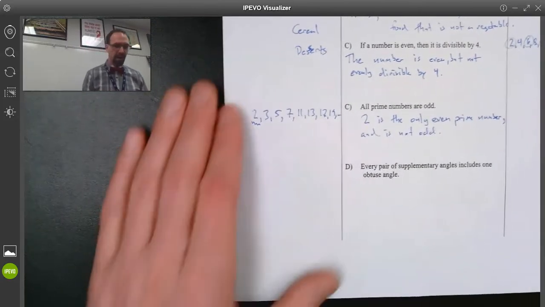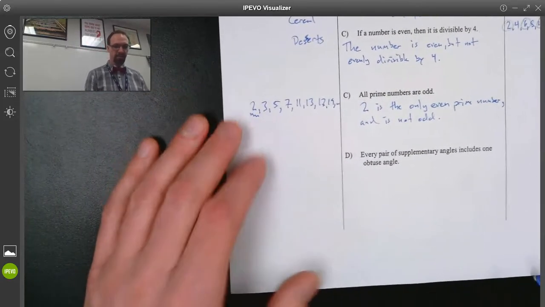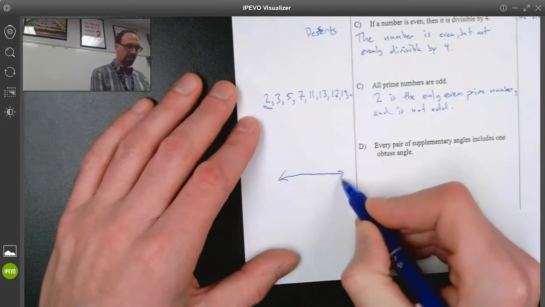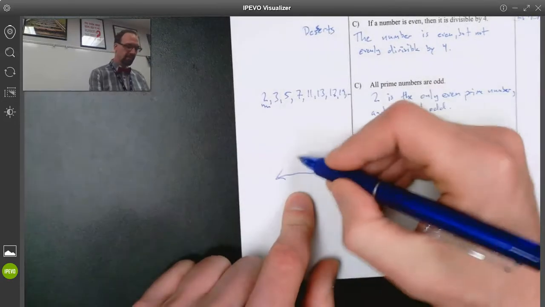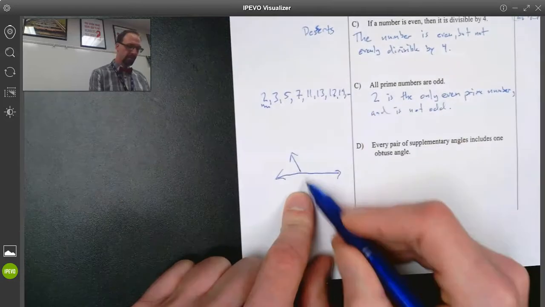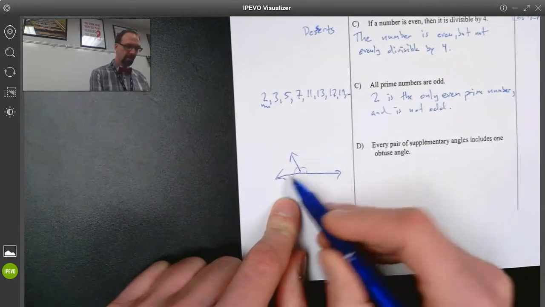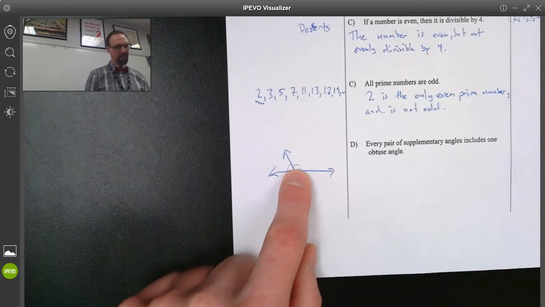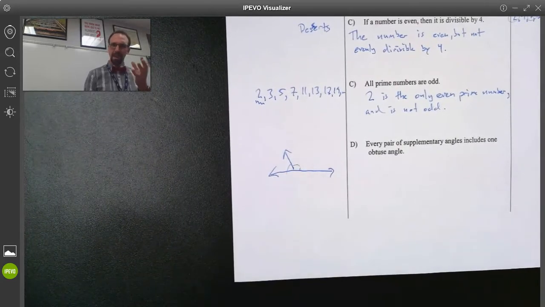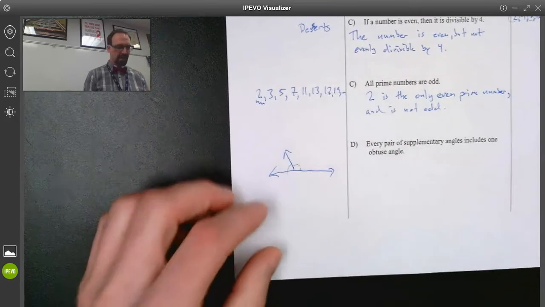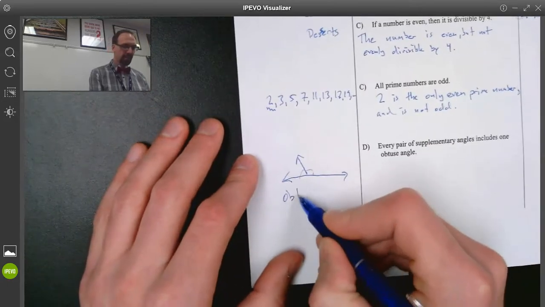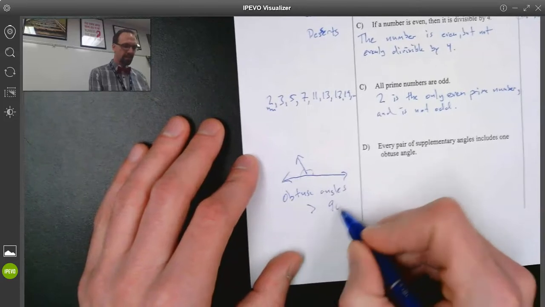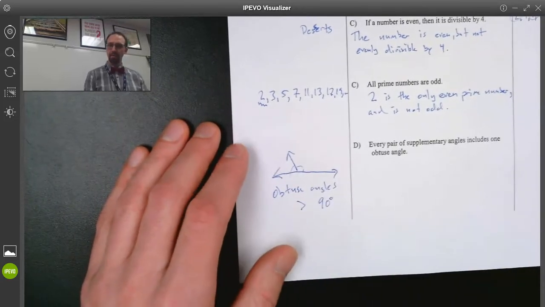Part D, every pair of supplementary angles includes one obtuse angle. So this goes back to the geometry concept from earlier. Remember, if we have supplementary angles, that means that two angles combine to be 180 degrees. So this angle here and this angle here would be supplementary. These two combine to be 180 degrees. And one of them is obtuse. So I had to think about a way that I can make supplementary angles without making an obtuse angle. Well, it's helpful to look at the definition. Remember, an obtuse angle is greater than 90 degrees. So what if I had angles that were 90 degrees?